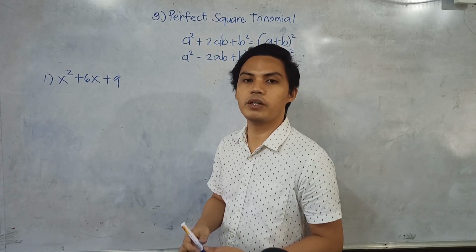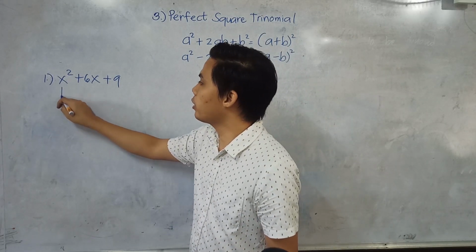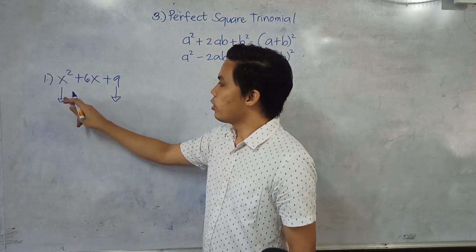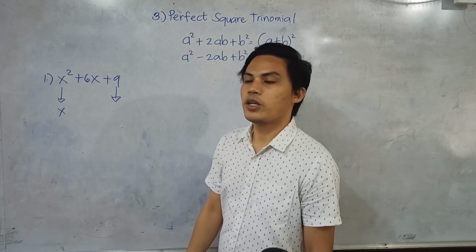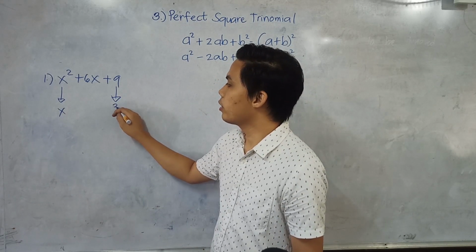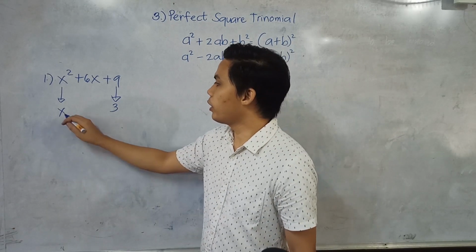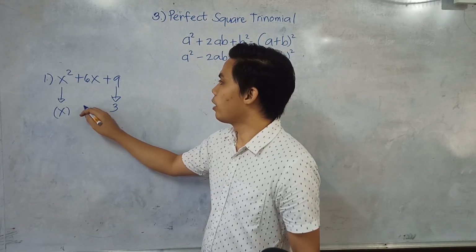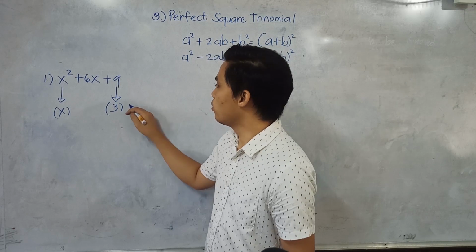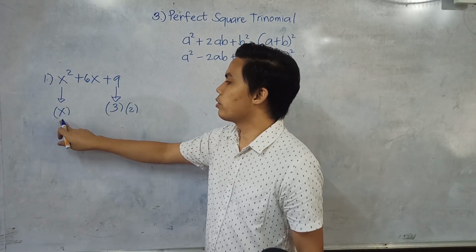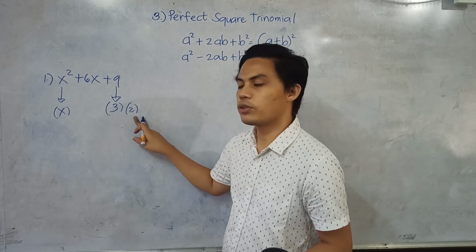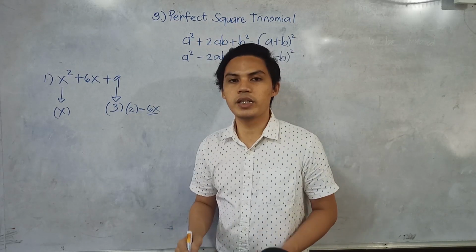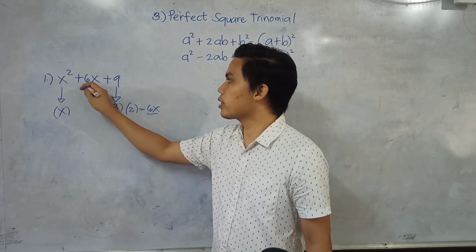Paano natin siya malalaman kung perfect square trinomial? All we need to do is to get the square root of the first term and square root of the last term. Okay. Square root of the first term is x. Square root of the last term is 3. Whatever the result, we're going to multiply this by 2. So x times 3 times 2 is equal to 6x. Now, pansinin natin, saan makikita si 6x? So, si 6x makikita natin sa middle term.